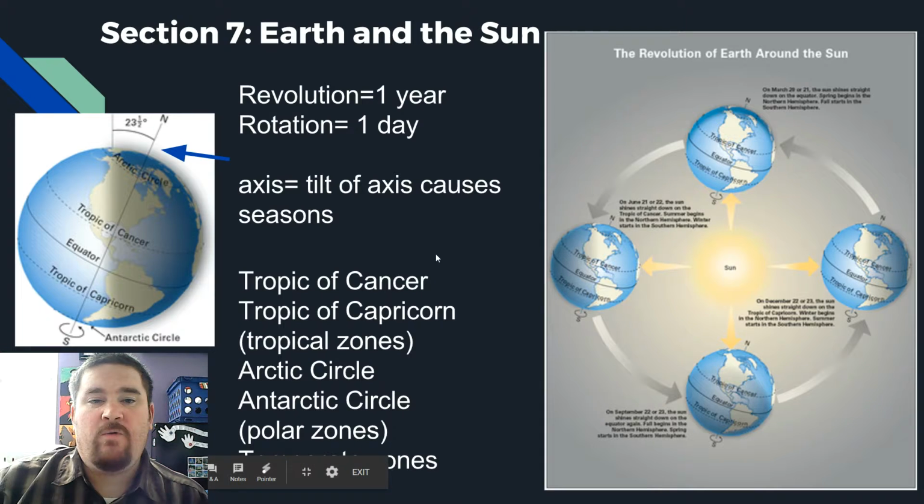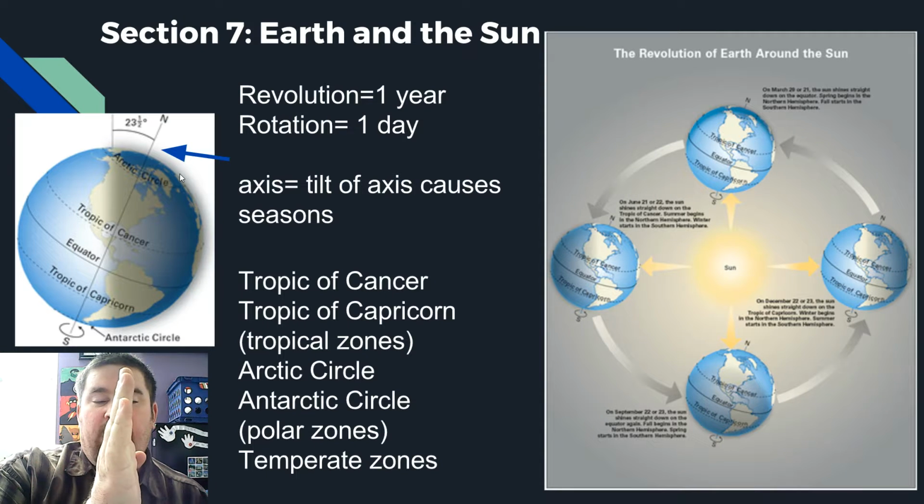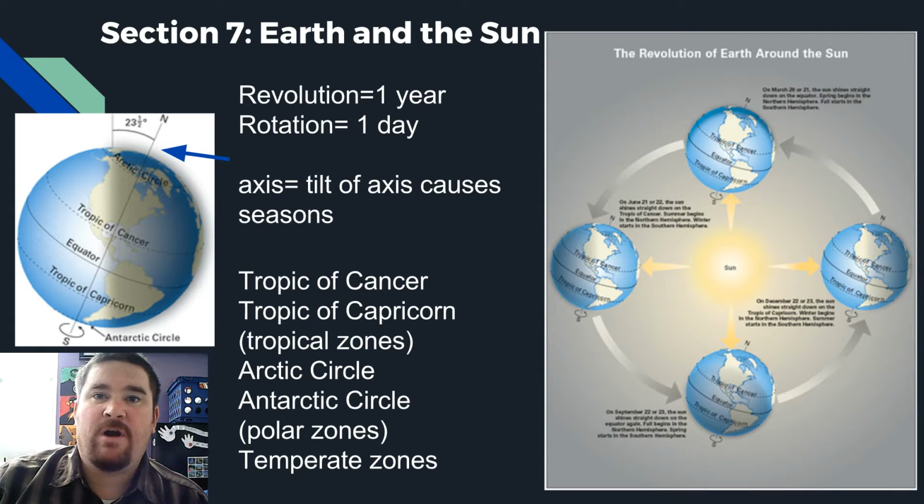Okay. We also have this thing called the tilt of the axis. This is an imaginary line running through the very middle of the Earth, and it tilts. So as the Earth is this way, the northern hemisphere is a little closer to the sun, and so our days are longer. That's summer. The southern hemisphere is in their winter time because they're tilted a little bit further away from the sun. They have shorter days and cooler temperatures.